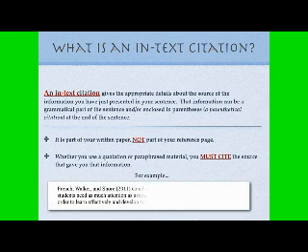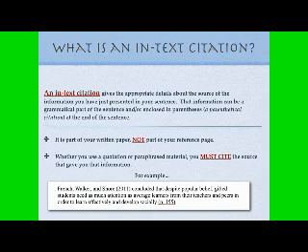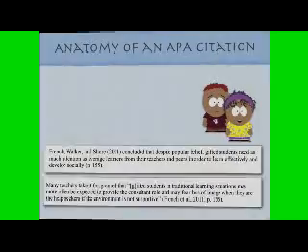For example, if we look at this example, the names of the authors appear as the subject of the sentence, and the date of publication appears in parentheses right next to their names. The page number where this quotation can be found is given in the parenthetical citation at the end of the sentence. So we have all the information we need there.